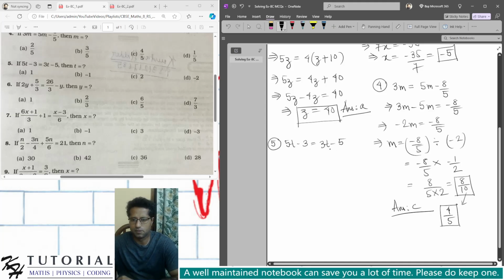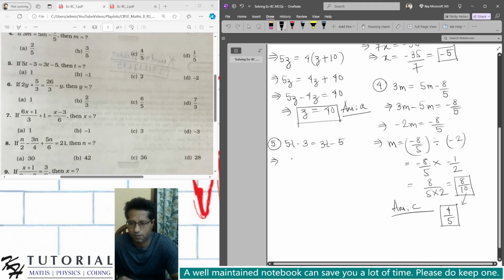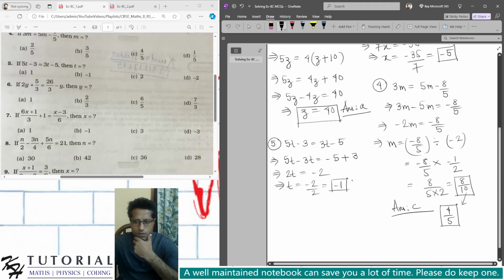So this is a pretty straightforward equation with a very simple form. We will bring all the variable terms to the left hand side and all the constant terms to the right hand side, and we get 5t minus 3t is equal to minus 5 plus 3. This implies twice t is equal to minus 2, and this implies t is equal to minus 2 by 2, which is equal to minus 1. So minus 1 is the solution of the given equation, and hence the correct choice is B. B is the correct choice.